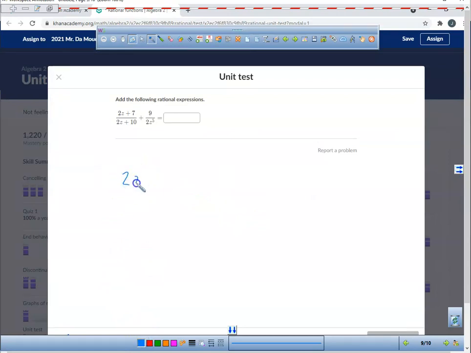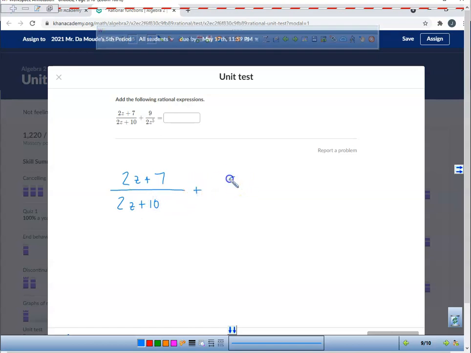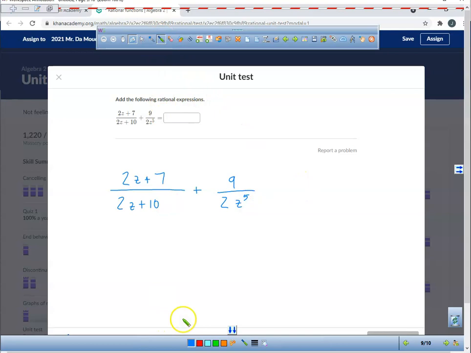It says (2z + 7) over (2z + 10) plus 9 over 2z to the power of 5. So once again, when you are adding rational expressions that do not have the same denominator, you have to find what's called the common denominator. We're going to find what's called the least common multiple between these two.